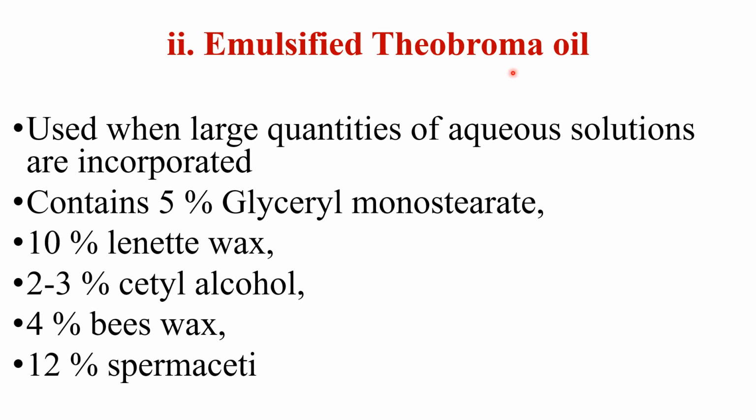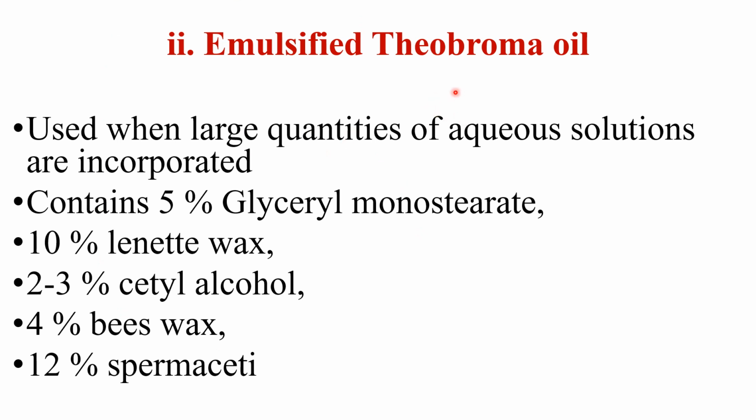Now the second one, emulsified theobroma oils. These are used with large quantities of aqueous solutions. And what do these emulsified bases contain? Emulsified, as the name says, means we subject the theobroma oil to emulsification. It contains 5% of glyceryl monostearate, 10% of lanette wax, 2 to 3% of cetyl alcohol, 4% of beeswax and 12% of spermaceti. These are emulsified theobroma oils.